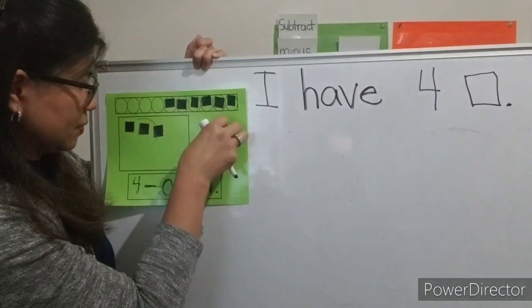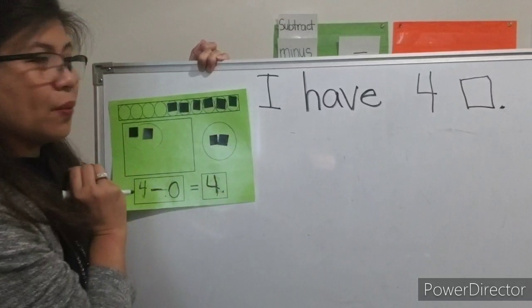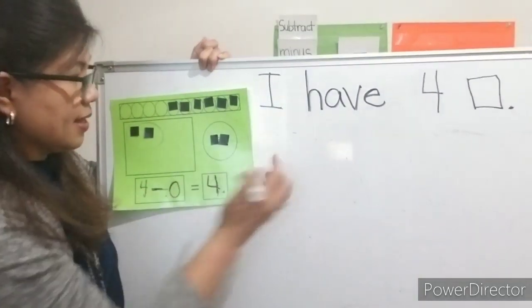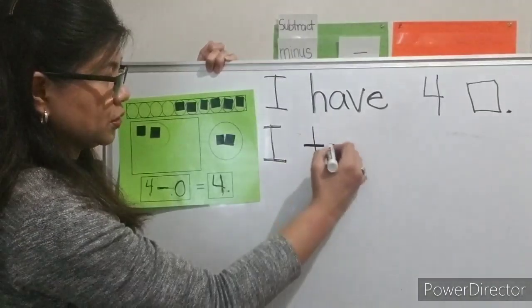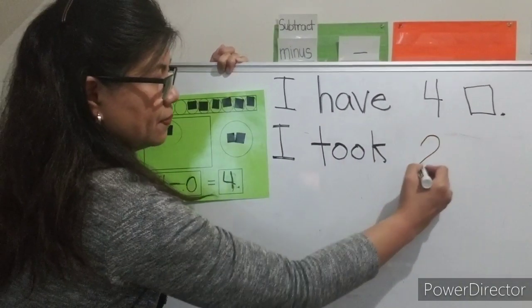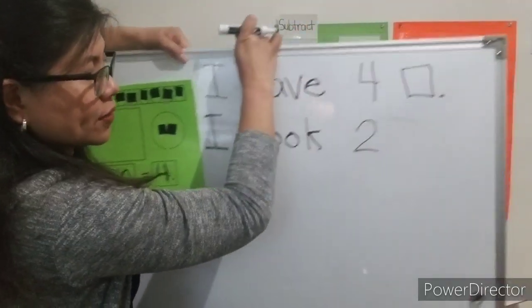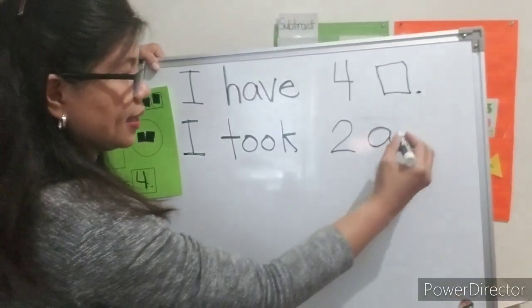Now, let's do this. I moved 2 away. Okay? I took how many away? 2. Okay, and away is a sight word. Remember the sight word away? How do we spell away again?